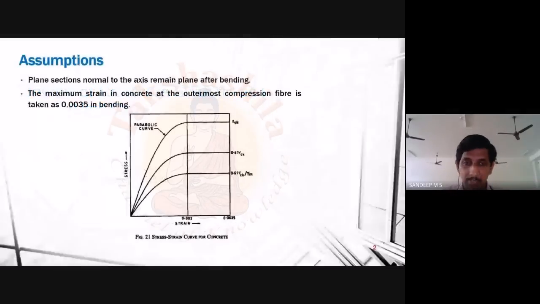Anyway, in the last class, we have seen the basic assumptions we are making in limit state of flexure. The assumptions were: plane sections normal to the axis remain plane after bending, so we have a linear strain distribution. Then we assume that the maximum strain in the outermost compression fiber is taken as 0.0035 during bending. That is another assumption that we make in limit state of flexure.